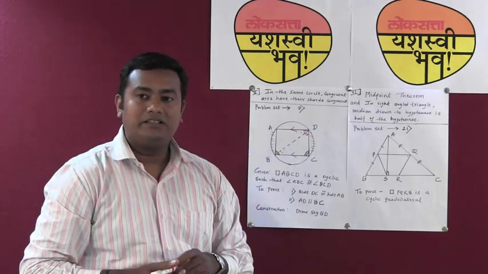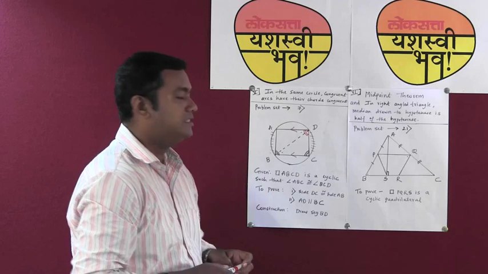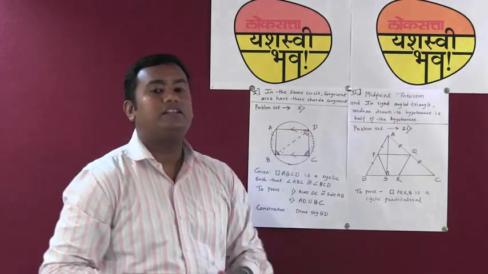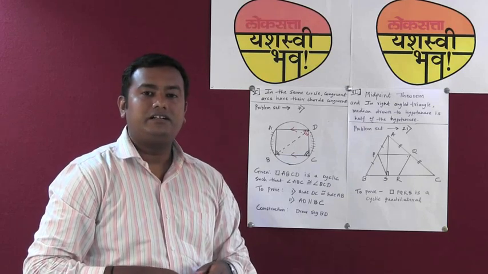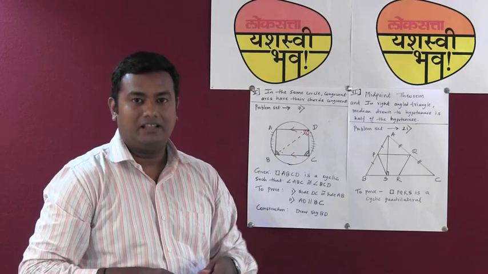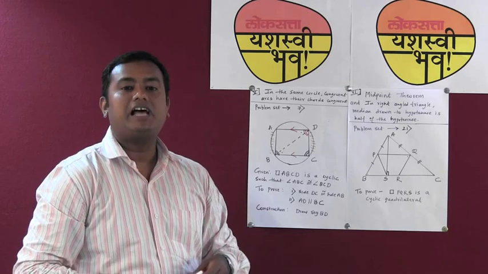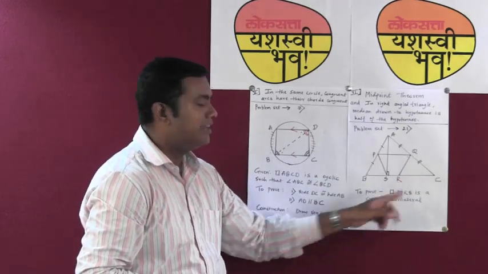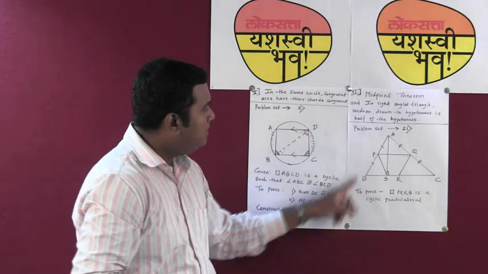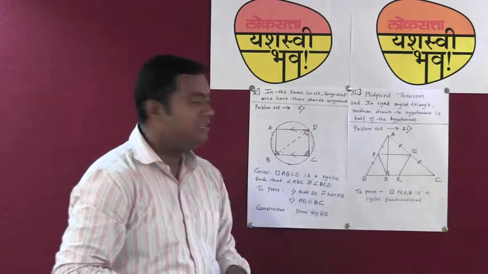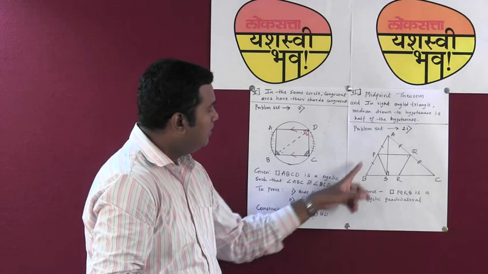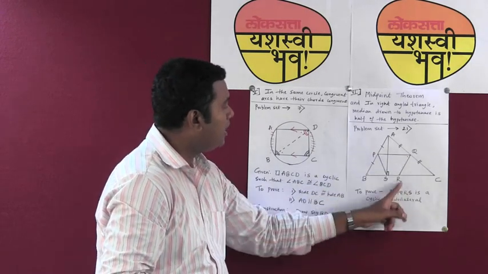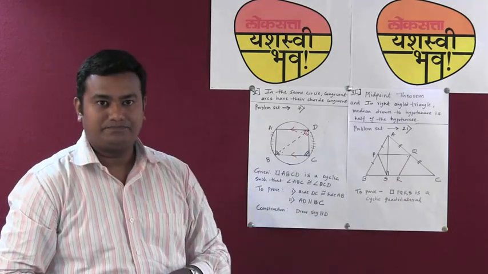In another example given in the problem set, which is sum number 21, we are going to use two theorems. One is the midpoint theorem, and the other property which is given in the textbook, that is in a right angle triangle, the median drawn to the hypotenuse is half of the hypotenuse. As you can see in the diagram, P, Q, R are the midpoints of sides AB, AC and BC respectively. We have to prove that quadrilateral PQRS is cyclic.